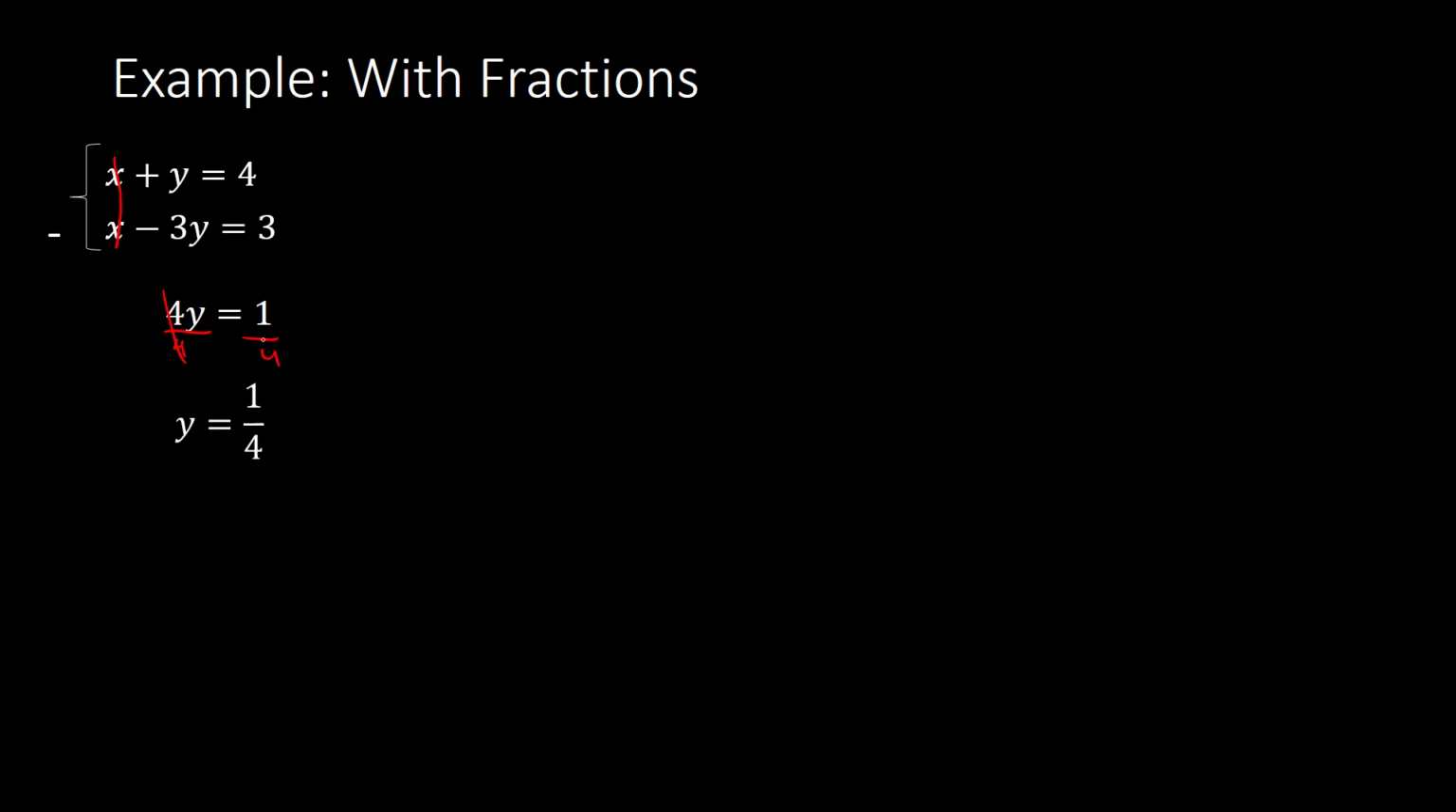So here we have a fraction. To get this first one, that's not too bad. But then the issue comes in when you plug back in. Some students make mistakes, so be careful. We can use either equation, and let's use the first one just for simplicity. And so when we plug that in, instead of x plus y, we have x plus 1/4. And then to solve for x, we subtract 1/4 from both sides. And we have x equals 4 minus 1/4, which becomes 3 3/4.